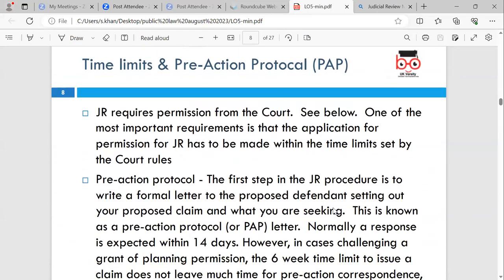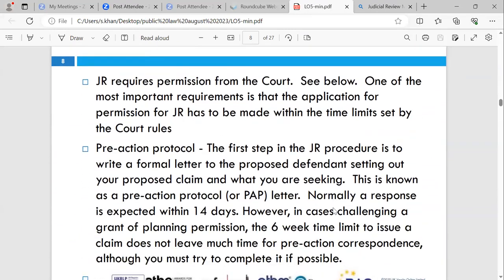Time limits and pre-action protocol, PAP. Judicial review requires permission from the court, as I've just mentioned. One of the most important requirements is that the application for permission for judicial review is made within the time limit set by the courts. Pre-action protocol.